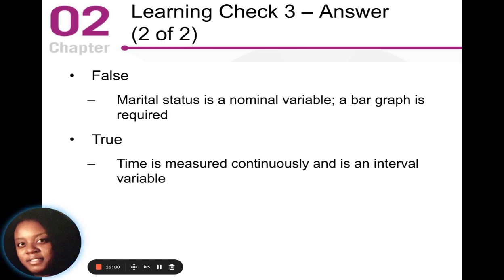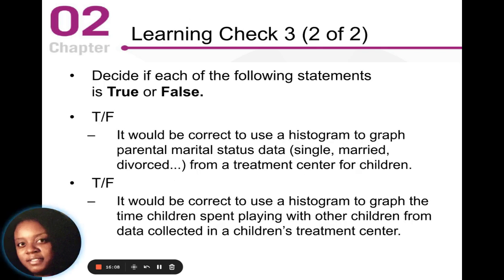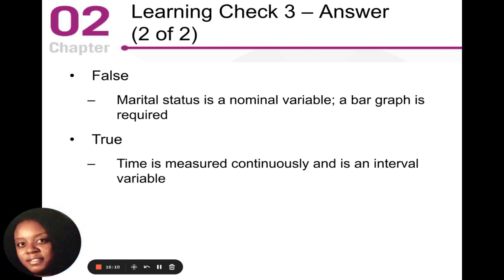And for our first choice, it's going to be false. Marital status is a nominal variable and a bar graph is required. And our second statement is going to be true. Time is measured continuously and is an interval variable.